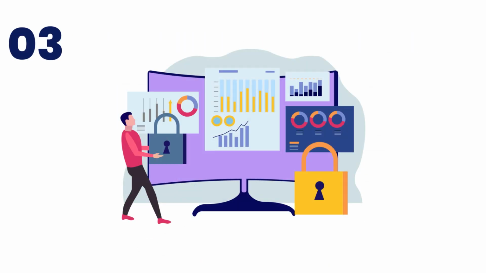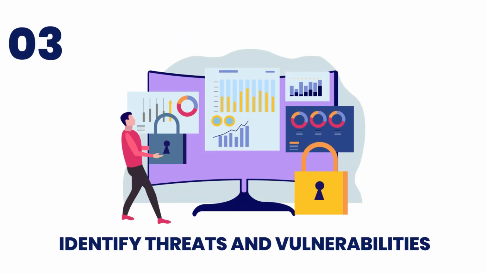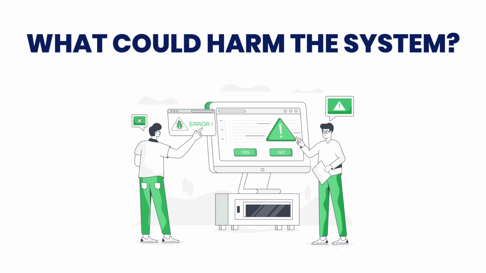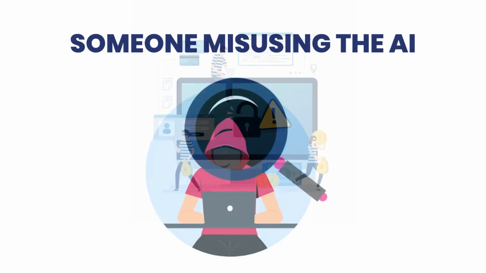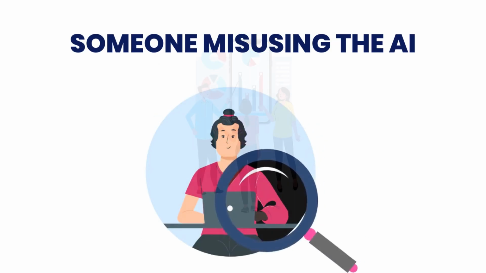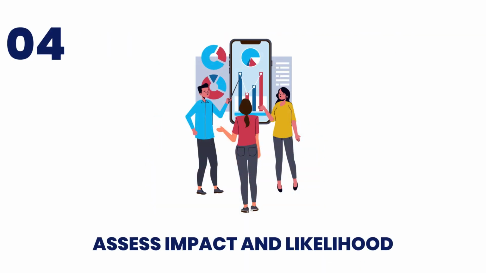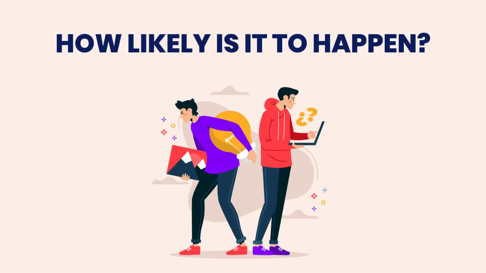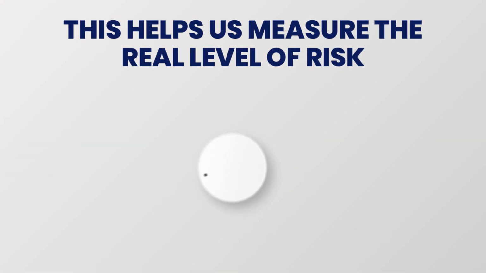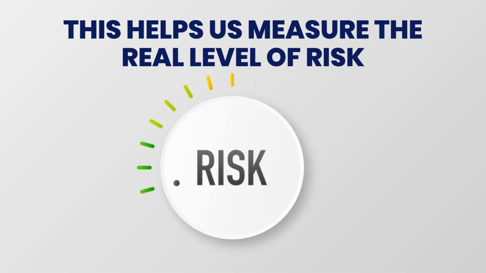Number 3, identify threats and vulnerabilities. What could harm the system? Examples: biased data, weak security, or someone misusing the AI. Number 4, assess impact and likelihood. If something goes wrong, how bad would it be? And how likely is it to happen? This helps us measure the real level of risk.